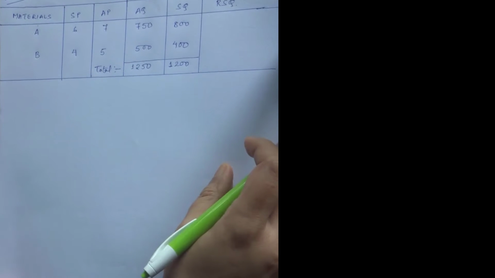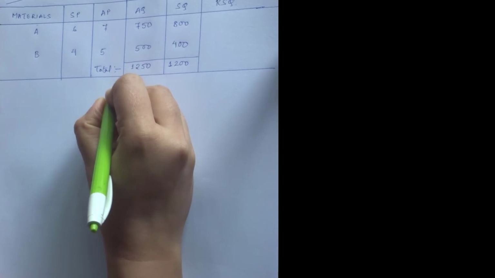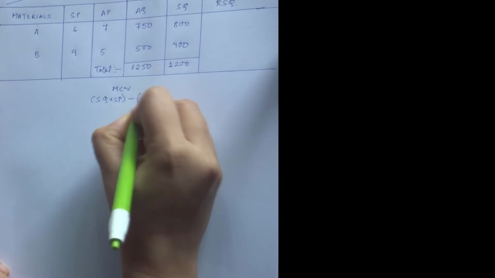Now we will see how to calculate the variances. The first variance is material cost variance. Now the material cost variance formula will be standard quantity into standard price minus actual quantity into actual price. This is the formula. In this formula we have to put these values whatever we have calculated. There are two materials, A and B. So we'll see standard quantity and standard price.